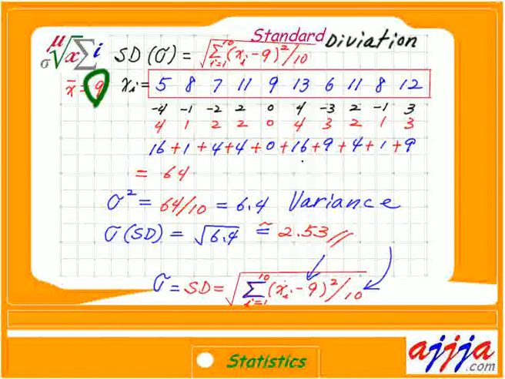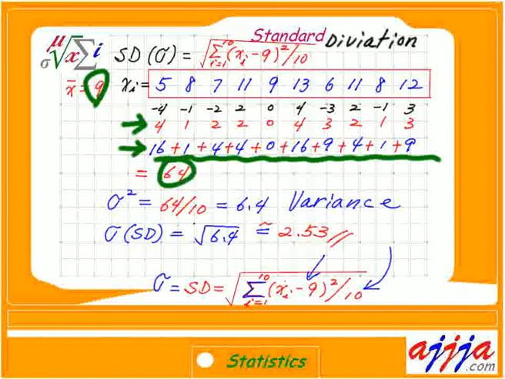Step number 1, we're going to go over this again. We find the mean right here. We have two different means: the population mean and the sample mean. In this case we ignore that, so you have to follow your instructions or your teacher. That's why I used 10 instead of 9. If the sample is biased, then we use 9. So forget about that one now.